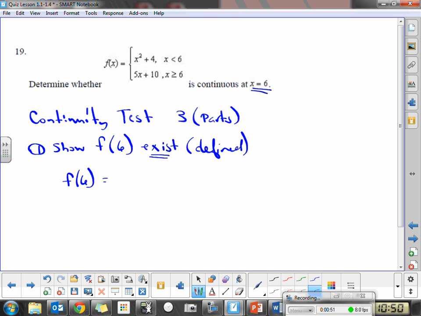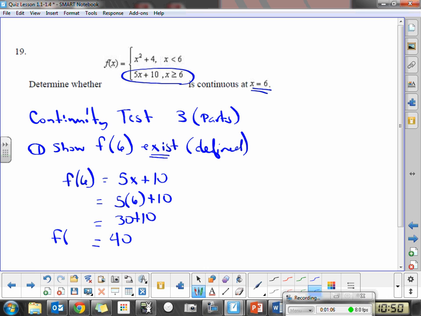So it's only defined at 6 at the piece where it says 5 times x plus 10. So that means we have 5 times 6 plus 10, which is 30 plus 10, or we get 40. So f at 6 is definitely defined. Our output is 40. So we know that it exists and it's defined at 6. Okay, now the second test and the third test are pretty similar.